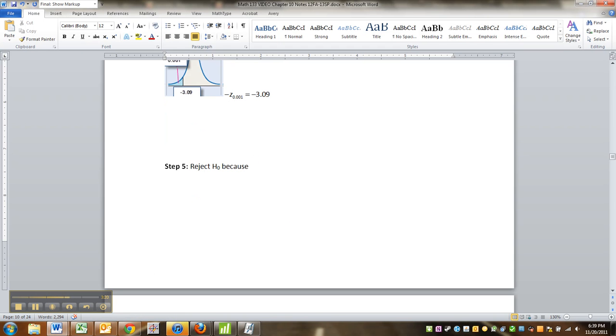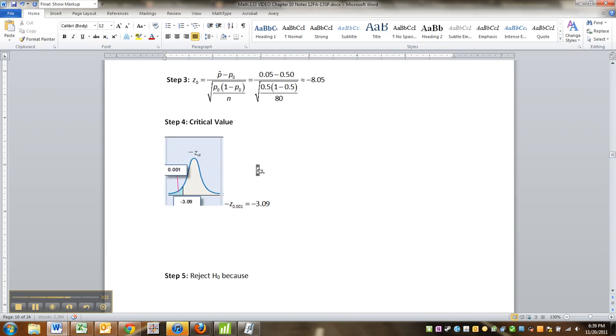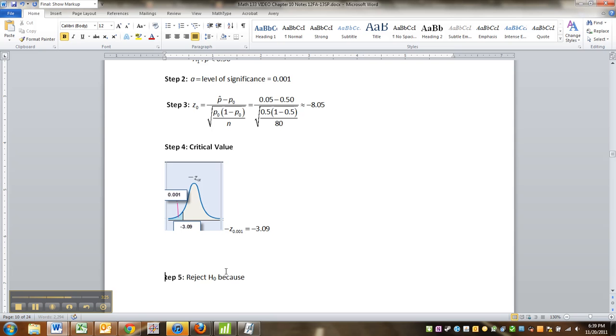But anyway, we reject H0 because z0, which equals negative 8.05, is far less than the critical value. Let me put it this way: is below, how about that? This guy, negative z 0.001, which is equal to negative 3.09.